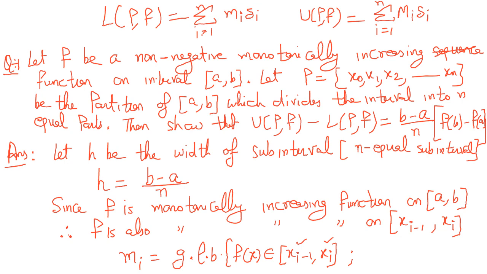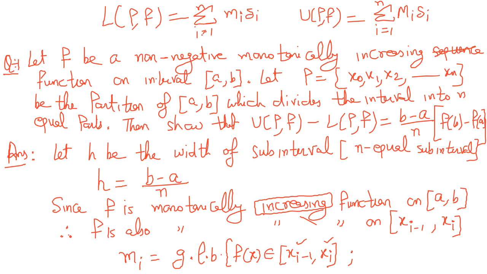Yes, Aryan says x(i minus 1). What about the other students? So x(i minus 1), since it is increasing. Aryan, one question: if the function is decreasing, then at which point will you get small mi? Yes, Aryan says xi, because it is decreasing.